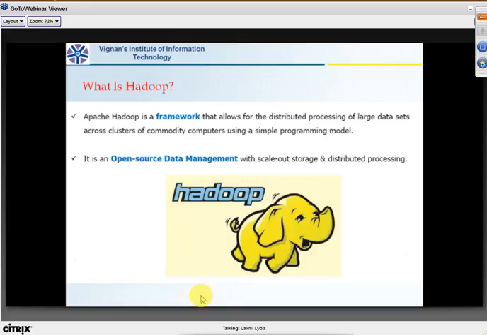Now the question is, will Hadoop not work for small data sets? Hadoop will work for small data sets also, but the power will come when you put in large data sets. It is something like asking a professor to teach an LKG class. It does not mean that the professor cannot teach ABCD, but the capability of the professor is not fit for LKG; it is for good engineering students, where it will be more beneficial. In the same manner, Hadoop is for large data sets. It can process small data sets also, but the power of Hadoop comes when you process large data sets. It is open source data management with scale-out storage and distributed processing. That is about Hadoop.